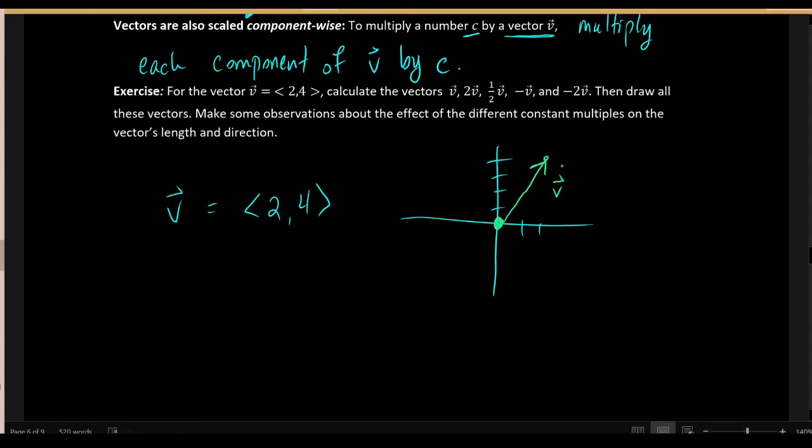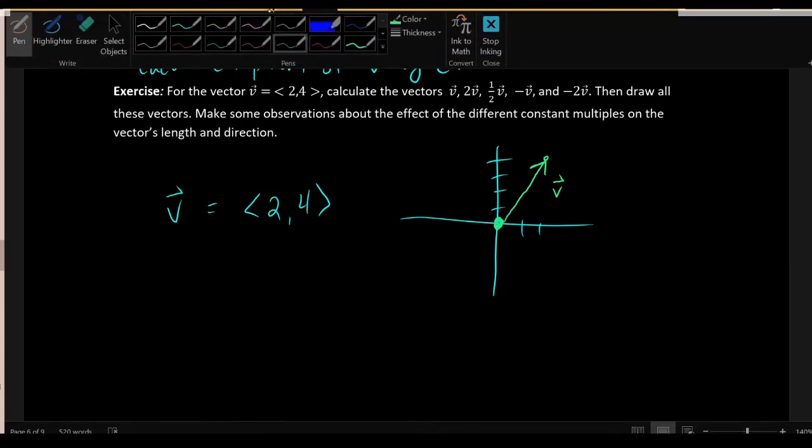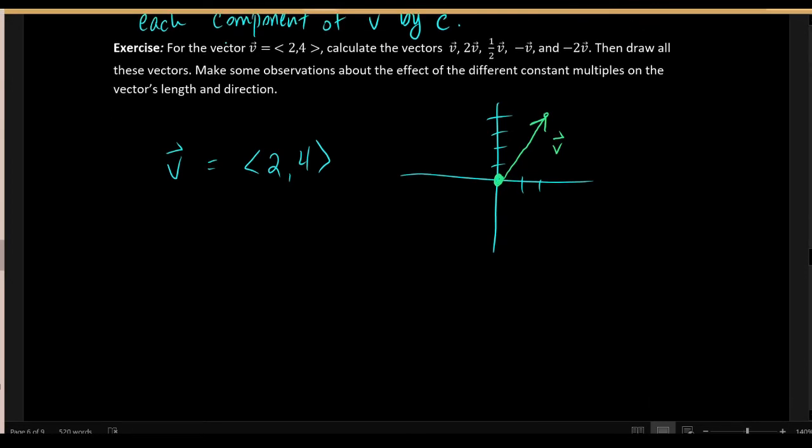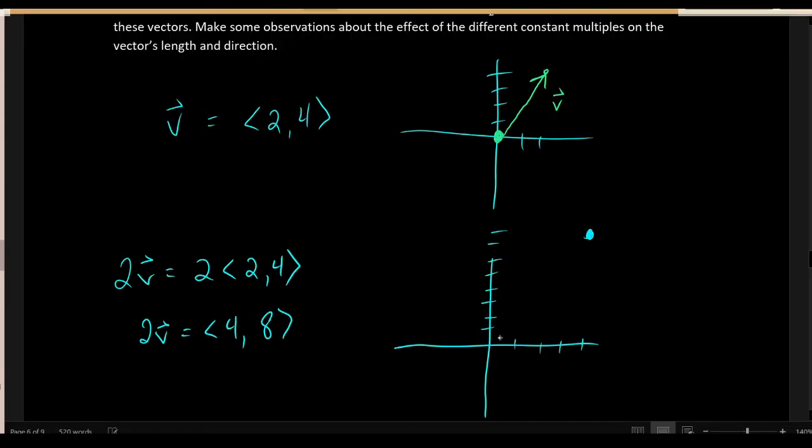Now someone says, draw the vector 2 times v. So let's start by finding the components of that vector by scaling that vector component-wise. So the x component is doubled and it becomes 4. The y component is also doubled and it becomes 8. So if I draw a vector from the origin to that terminal point, that is the vector 2 times v.